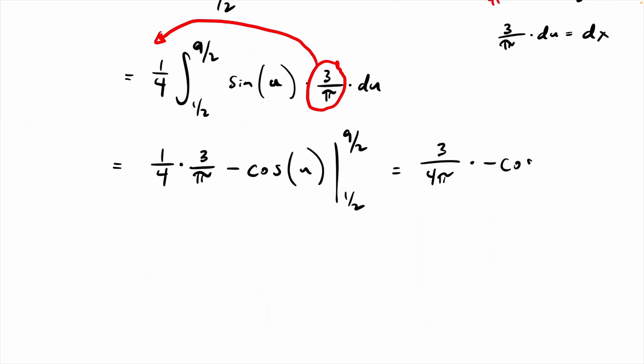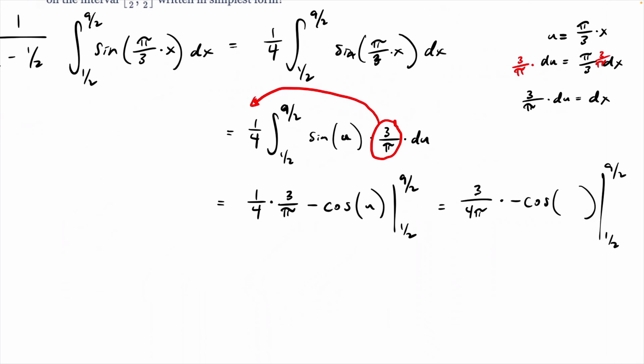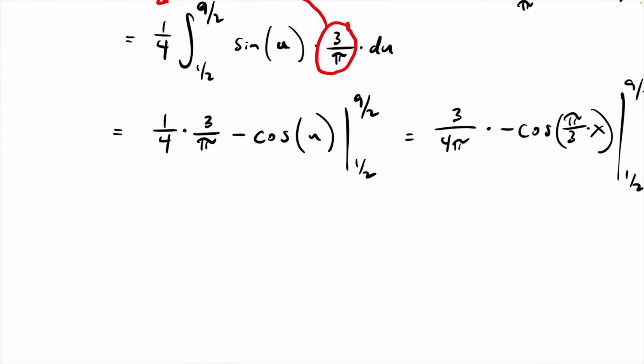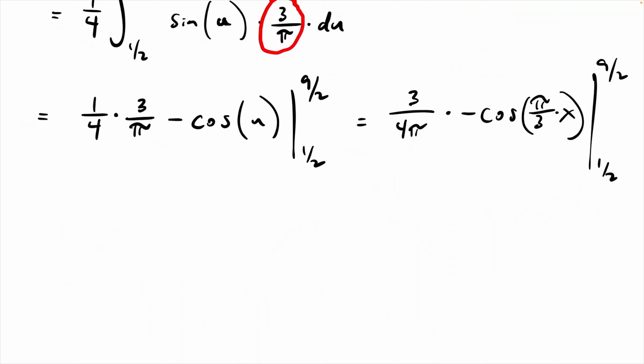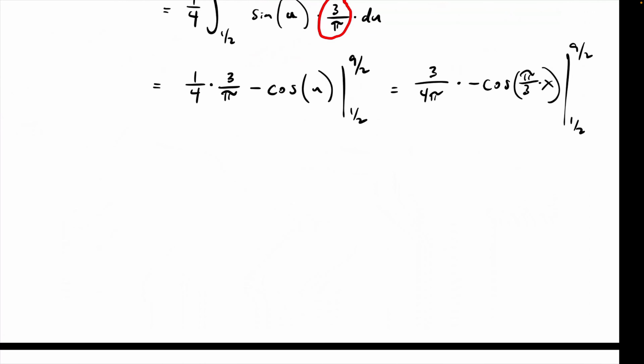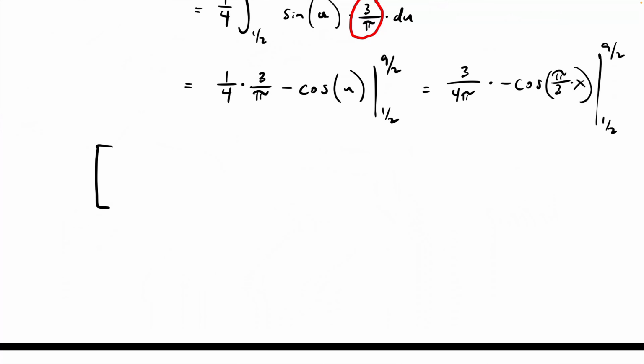times negative cosine. That's U I got to put back in. Pi over 3 times x, because you've got to go into both the 9/2 and the x. I got to plug in 9/2. You don't distribute at all. You can just leave it.